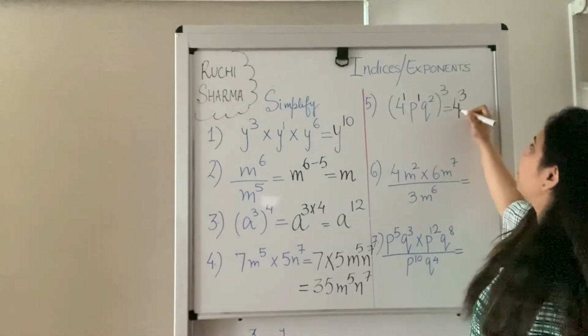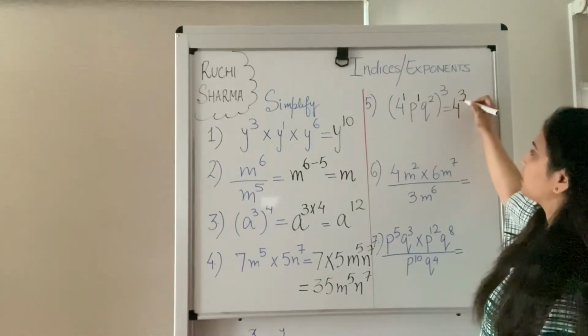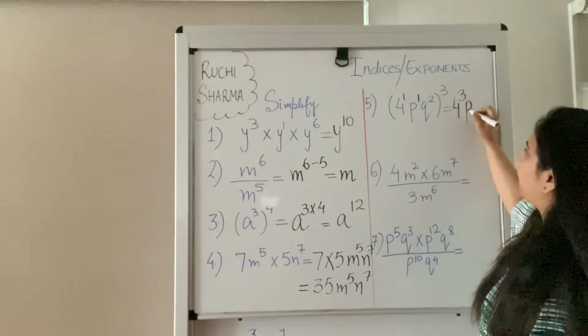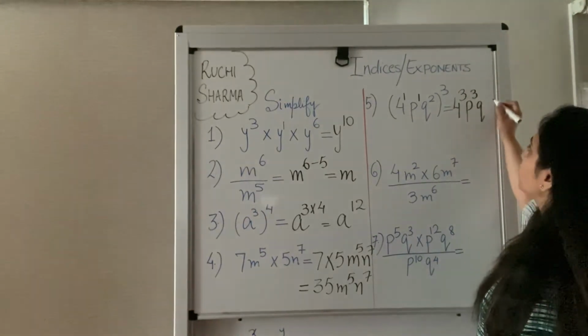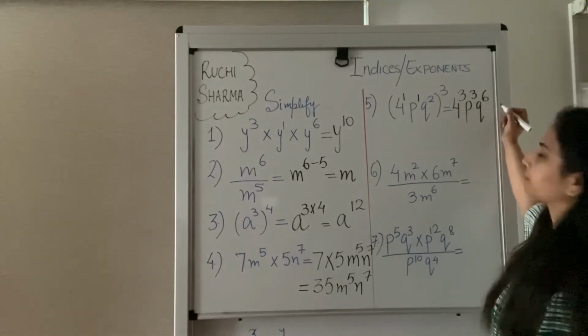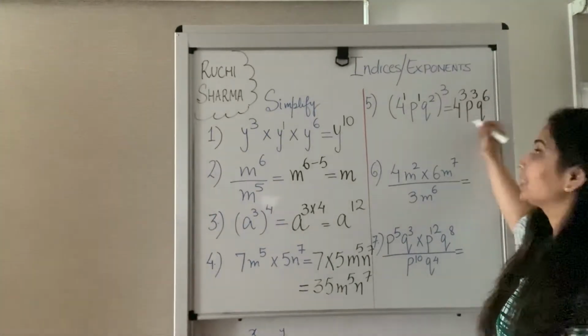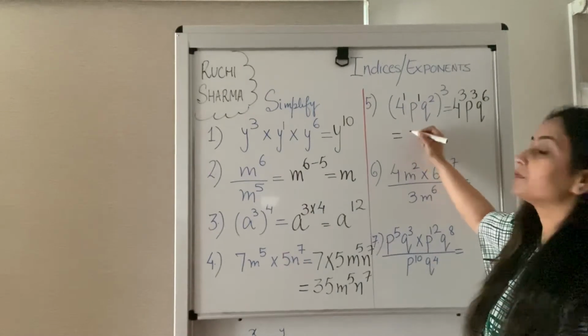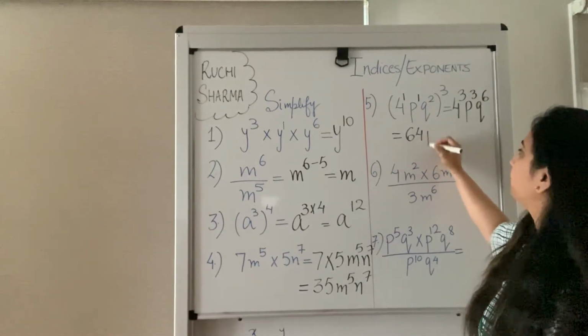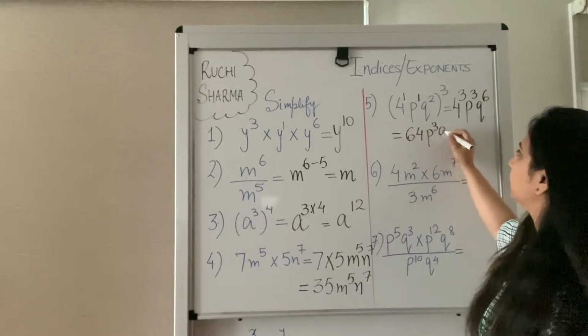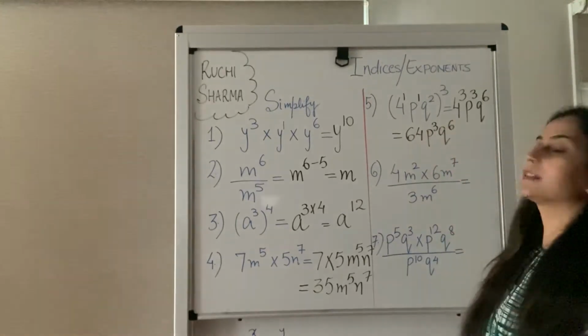So this is now 4 to the power 1 times 3, which is 3. p to the power 1 times 3, which is 3. And q to the power 2 times 3, which is 6. You get it? And then 4 cubed we know is 4 times 4 times 4, which is 64. p cubed, q to the power 6. That's the simplified answer.